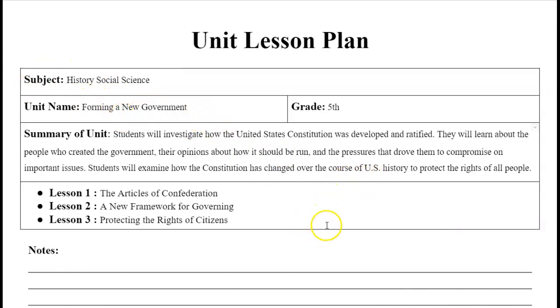In this unit summary, students will investigate how the United States Constitution was developed and ratified. They will learn about the people who created the government, their opinions about how it should be run, and the pressures that drove them to compromise on important issues. Students will examine how the Constitution has changed over the course of U.S. history to protect the rights of all people.